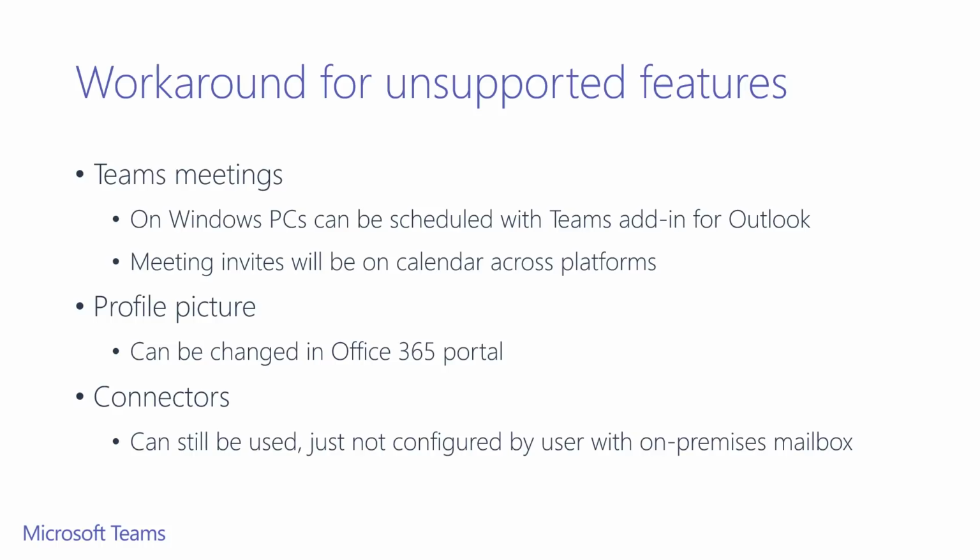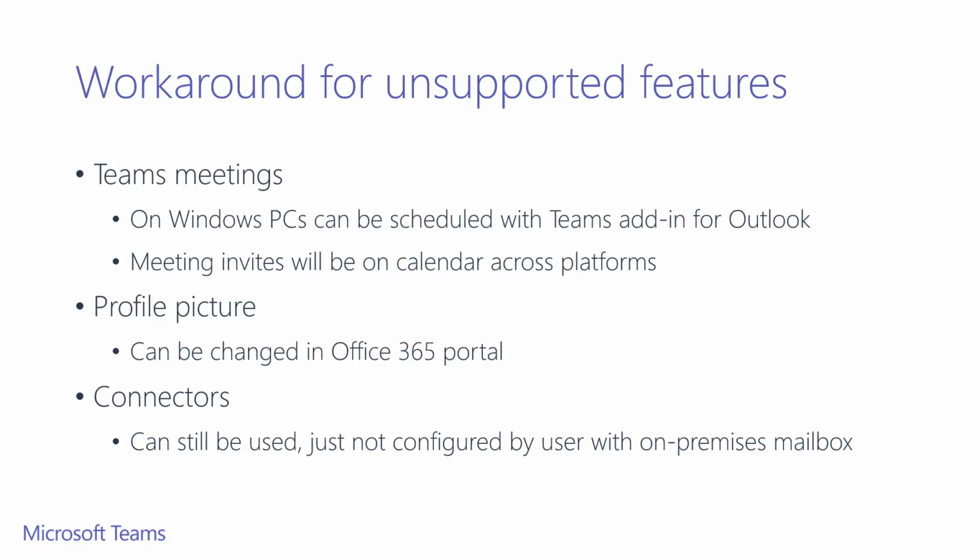What happens if we run into a situation where we have some unsupported features? For example, perhaps I looked at that matrix that we saw earlier and I realized that there was something in there that came up with a big red no that says, based on where the user's mailbox is, I'm not going to have the capability of doing such and such. One example of that is Teams meetings. You could get into a situation where you are unable to actually create a new Teams meeting through the Teams client because your mailbox is homed on Exchange on premises.